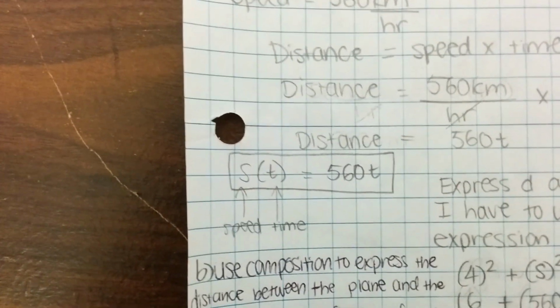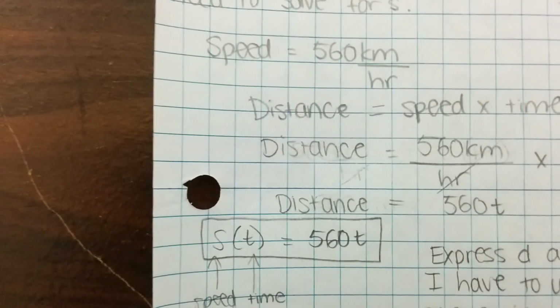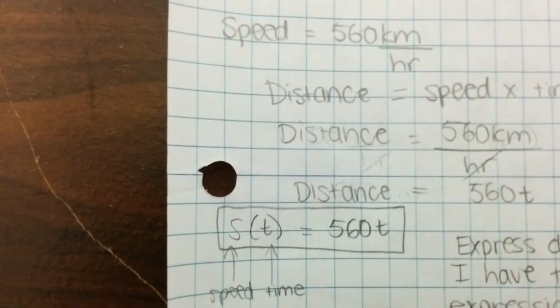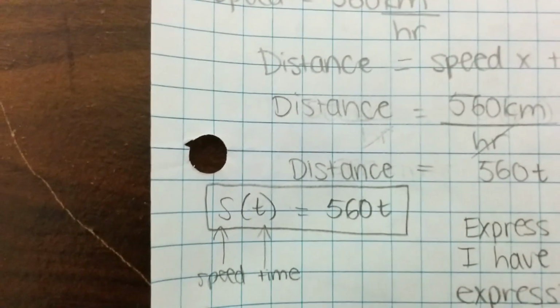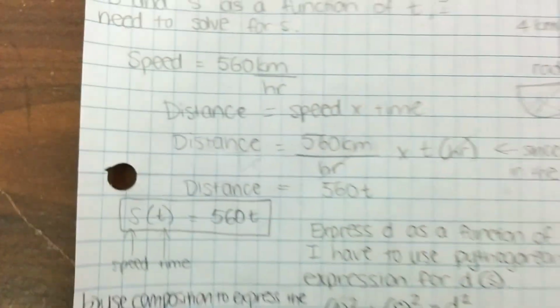So it says express s as a function of t. So we get speed times the time. So s of t is equal to 560t.